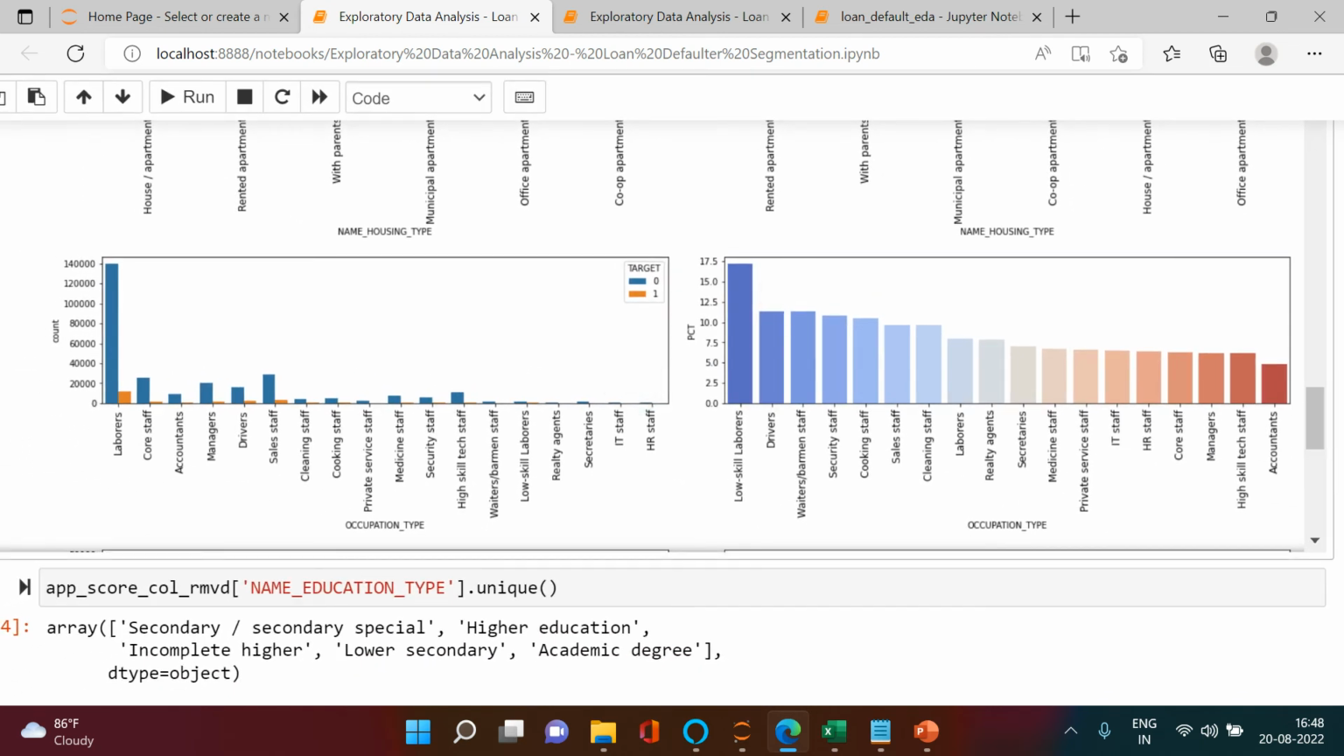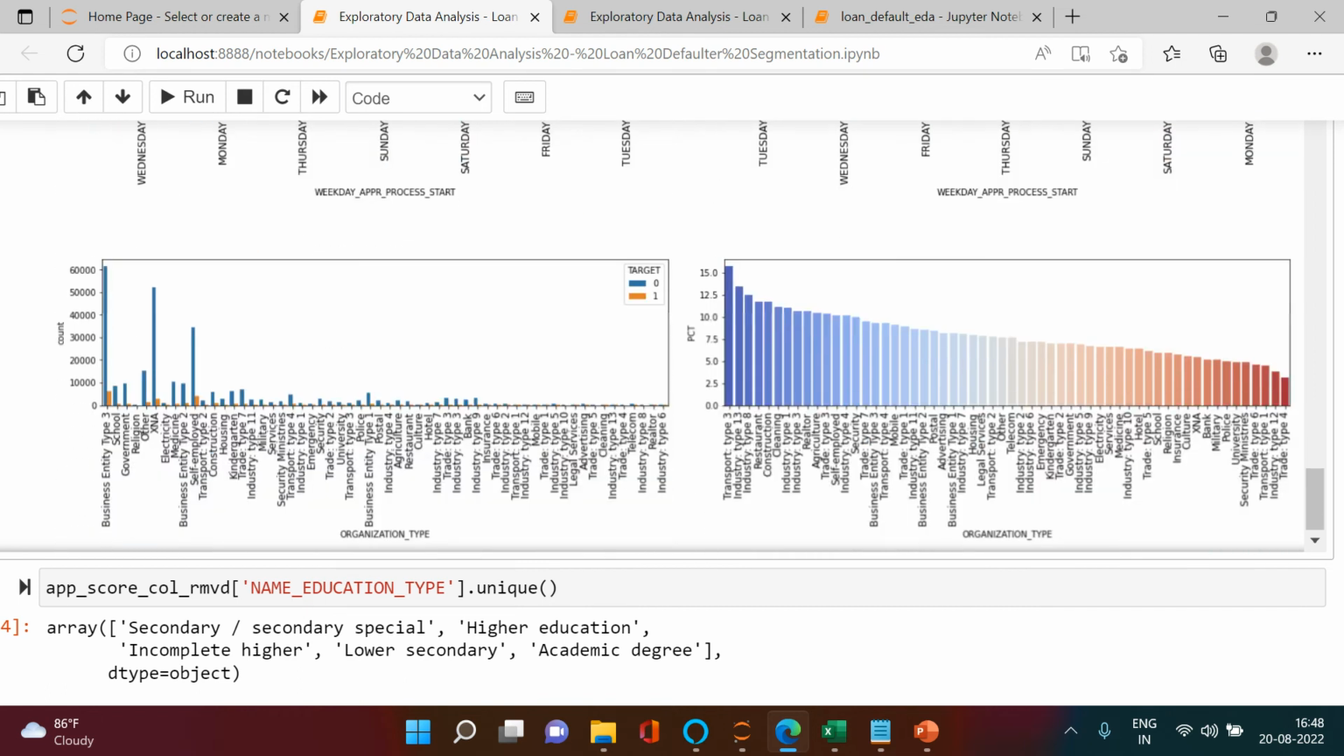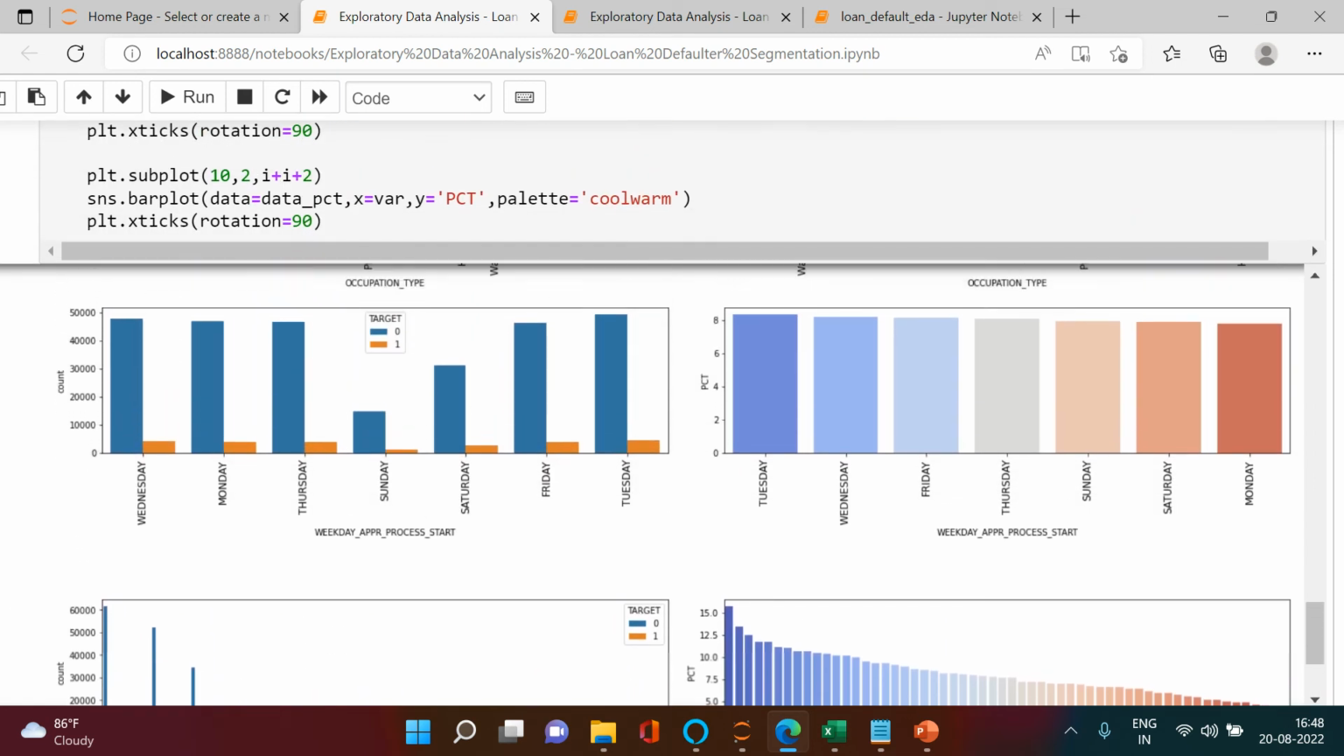How many more do we have? Right, so this is the second last. Almost done. So weekday approval process start. This is something you can ignore, because it barely makes any difference. Even if you look at the default rate, when you are applying on Sunday, are you more likely to be a defaulter? You are less likely. The customers whose approval was processed on Sunday are too few, so this is highly unlikely to make any difference. So let's just ignore this.